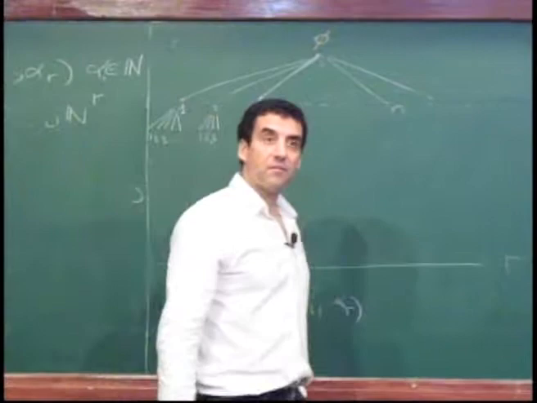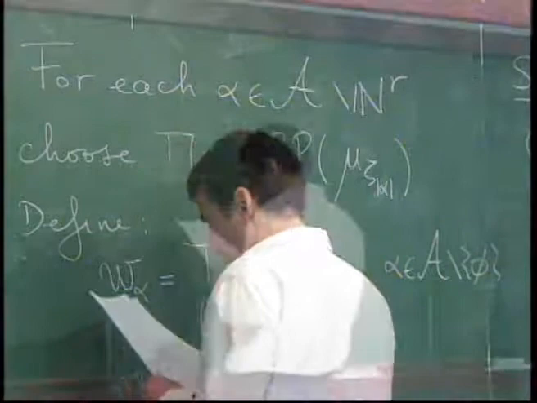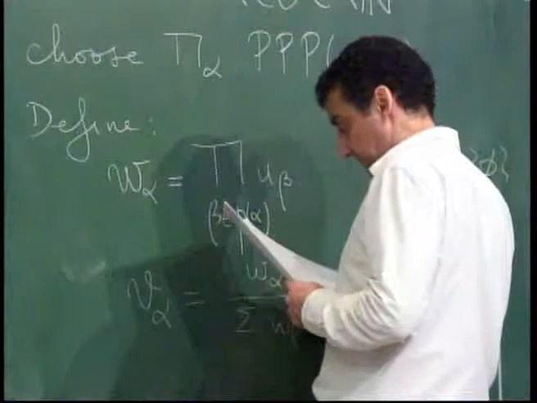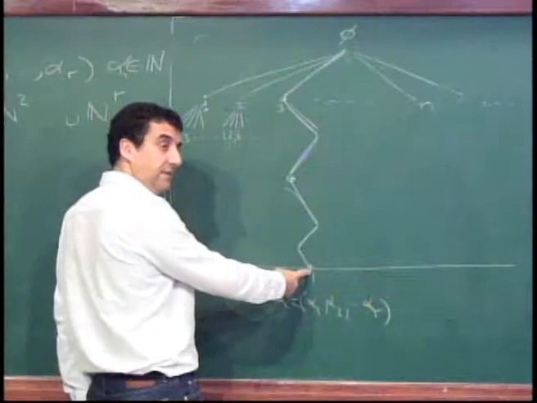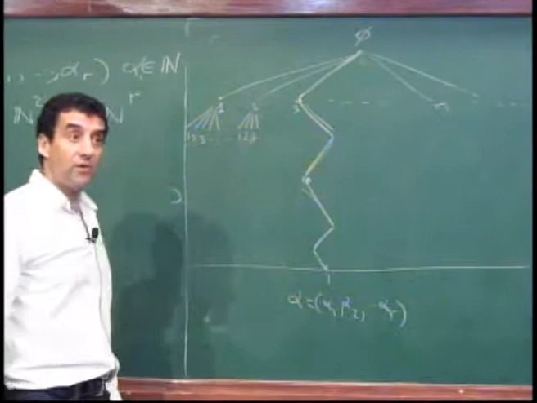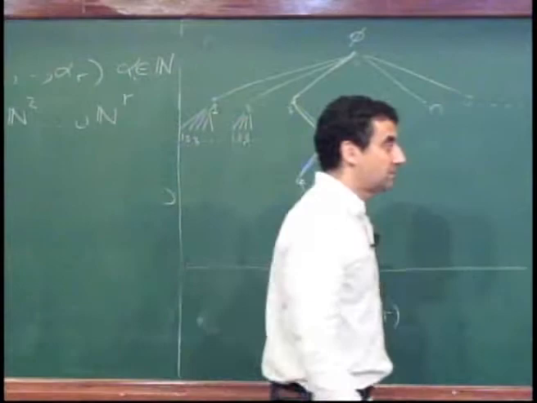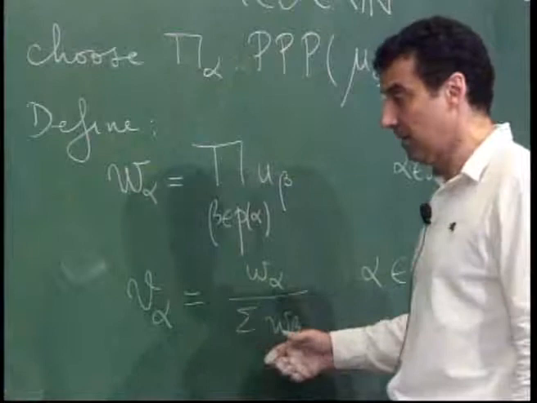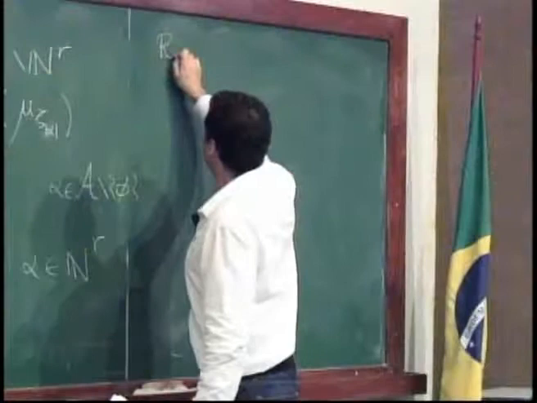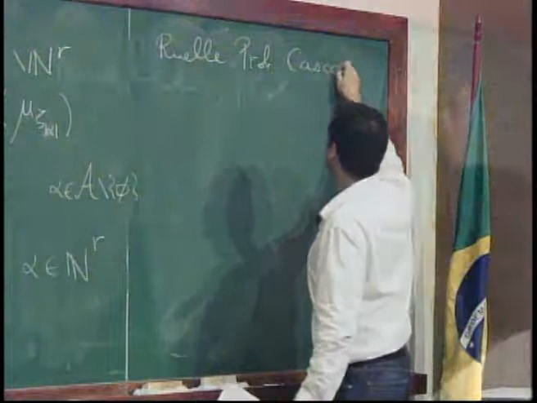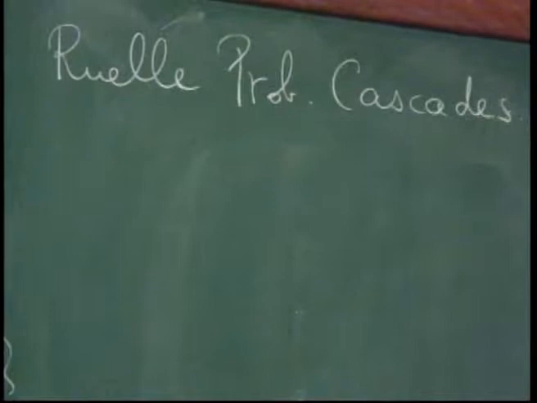And finally, I define V alpha to be W alpha divided by the sum of W betas. I do that for the last generation. So for this last generation, I take a point here, and I define this probability measure by taking the weight, which is the product of all these weights along the path, and I normalize. Okay? So this is my V. So this will be defined as the weights of the Ruelle probability cascade, or I will say Ruelle cascades if you want. And so for every such collection, I've defined a Ruelle cascade.